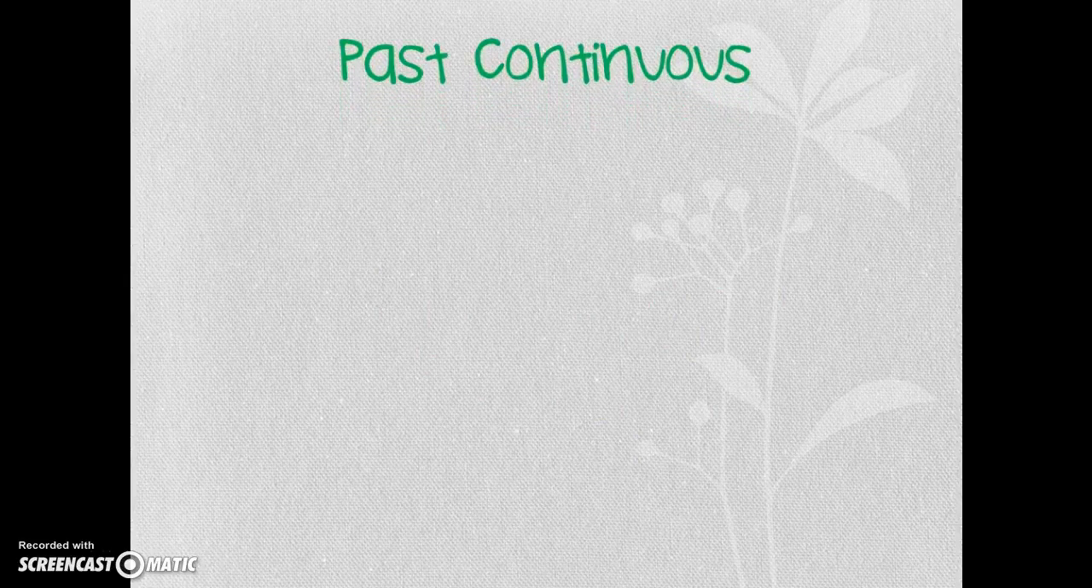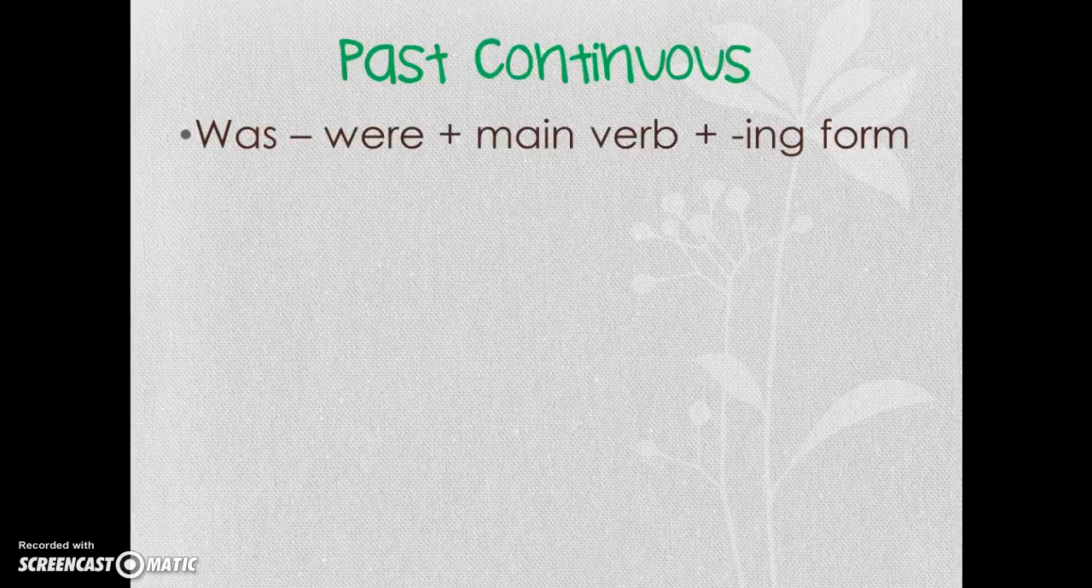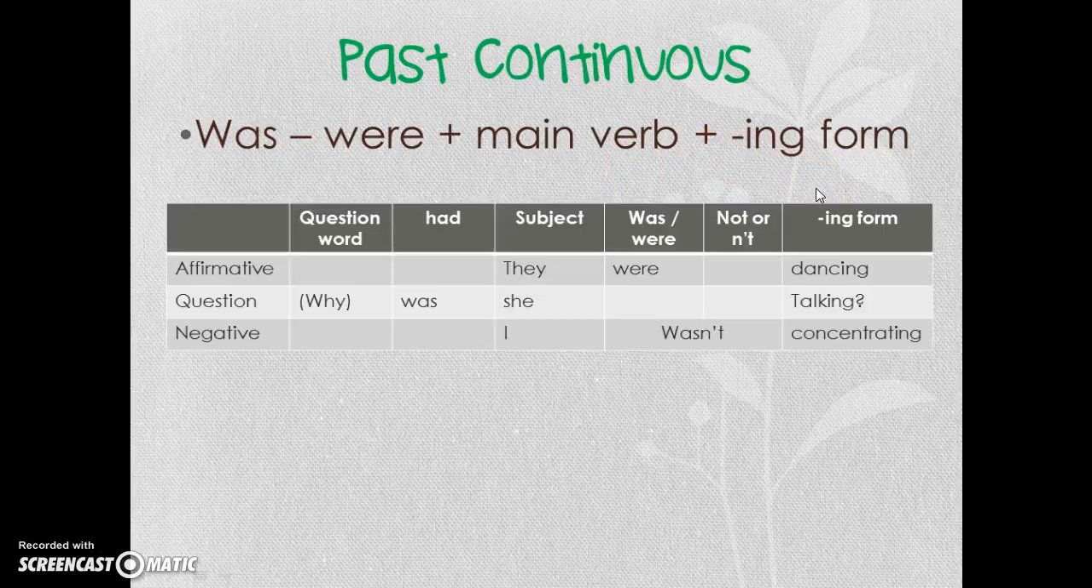The next tense I'm going to be talking about is the past continuous. Again, we have the formula. In this case, we have the verb to be in the past. We're going to use the words was or were, plus the main verb, plus the ing form.